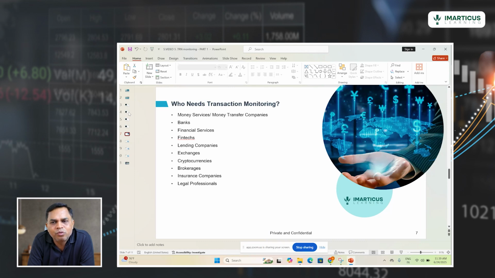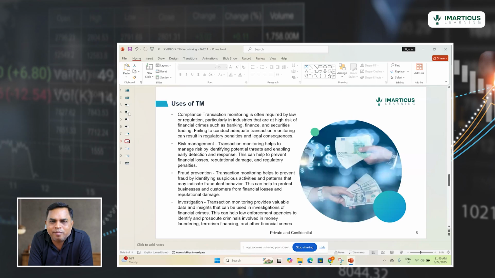Then insurance companies. Insurance companies offer a variety of insurance products to their clients, and since insurance is also one of the methods through which money laundering can be carried out, it is essential for insurance companies to perform the transaction monitoring. And finally, legal professionals who are providing legal services to the financial institutions. So they also need to perform the transaction monitoring services. So these are some of the firms which have to do the transaction monitoring.